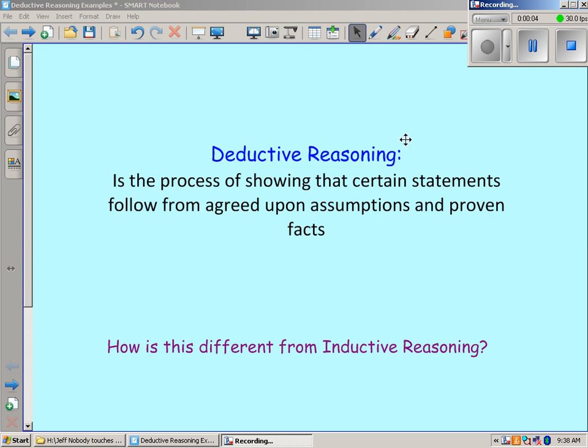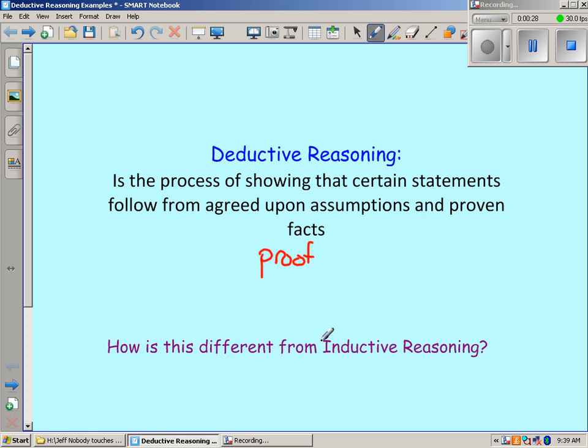Deductive reasoning is a process of solving a problem where we give reasons for solving the problem. So we tell what we're thinking. There's a definition right here on the document that says what deductive reasoning is. In geometry, we often call it proof. And that's kind of what we're looking at.